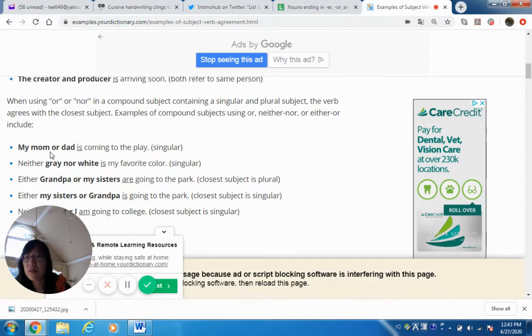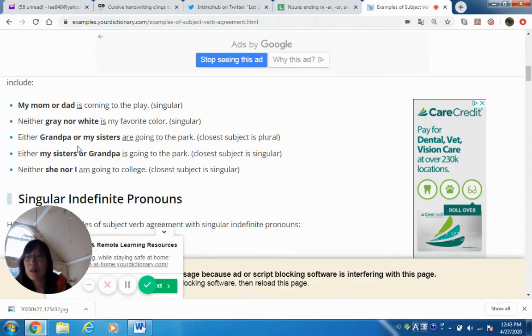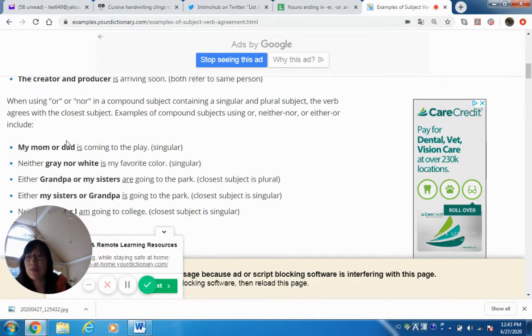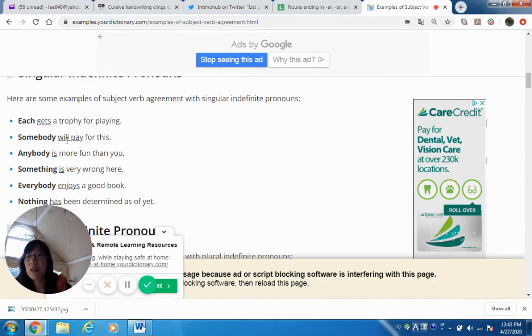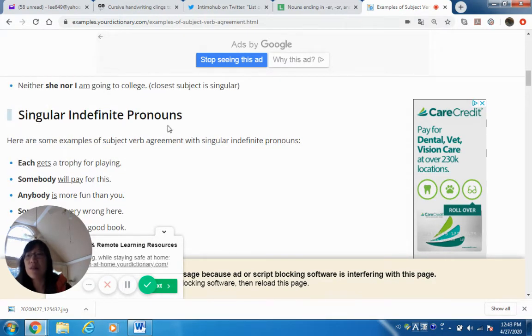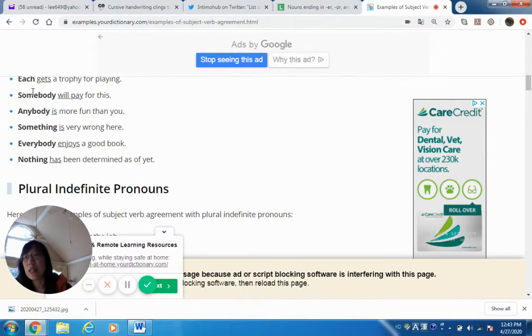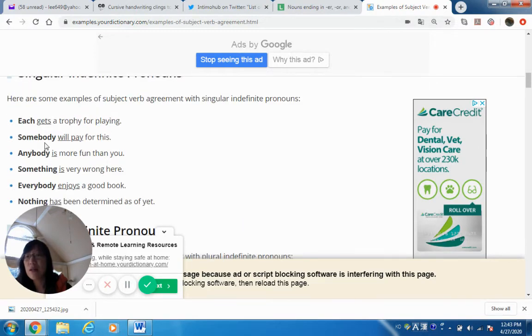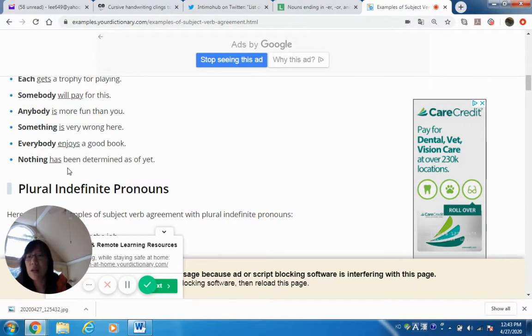Now, this is kind of hard. Let's do these later. Let's do the singular indefinite pronouns. When you see each, body, this means one, singular. Each gets, somebody will pay, anybody is, something is, everybody enjoys, nothing has. Anything, thing. You see, thing. Body, it's just one body, it's just one thing. So we consider these as singular.